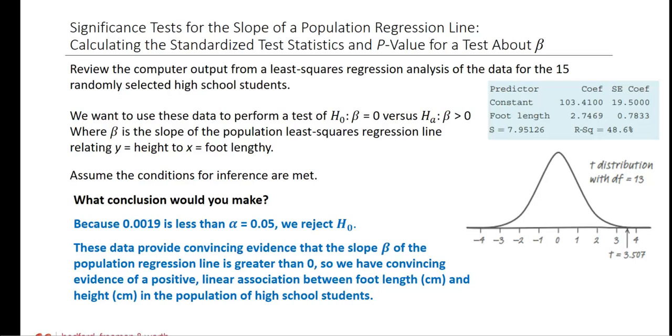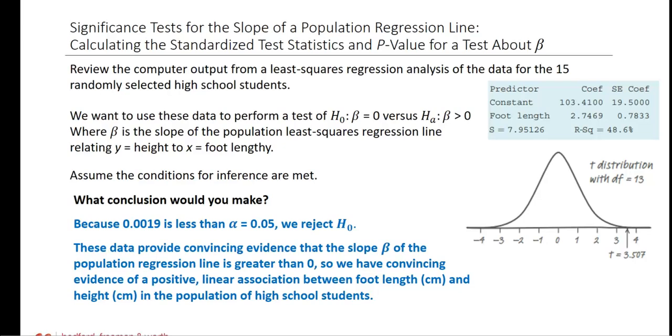So let's see what it said. See if they did that the same as what we've done before. The data provide convincing evidence for the slope beta of the population is greater than 0. So we have convincing evidence of a positive linear association between foot length and height in the population of high school students. Interesting to me, they didn't say reject the null here, even though it's a test. They just said we have convincing evidence.